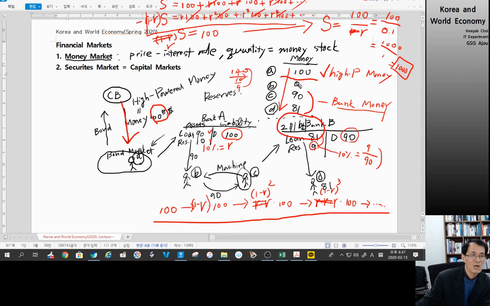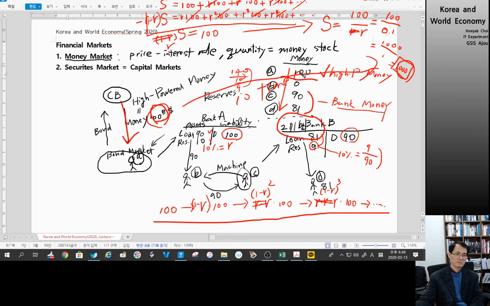So we have 1,000. How much money did the central bank supply? 100. And what's the money that is circulating in the economy? 1,000. How many times? 10 times. Ten times, right? So be careful when you're talking about money stock.